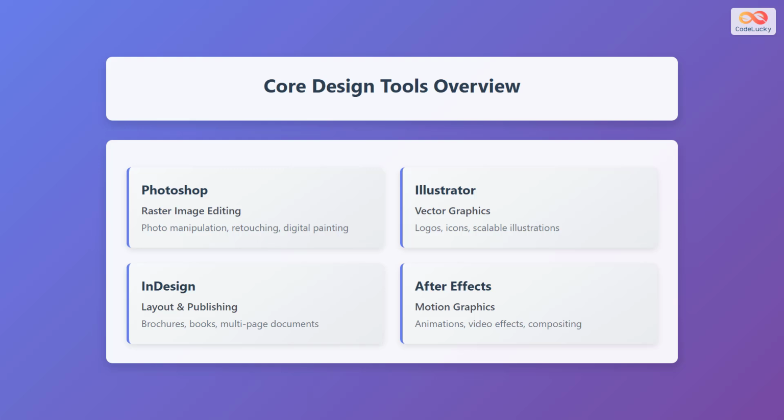InDesign excels in layout and publishing workflows, providing sophisticated typography controls and multi-page document management. Its strength lies in combining text and images for professional publications like books, magazines, and marketing materials. After Effects brings static designs to life through motion graphics and visual effects, creating animations, video compositing, and dynamic content for digital media. Each tool has distinct strengths, and professional designers often combine multiple applications within a single project to achieve the best results.